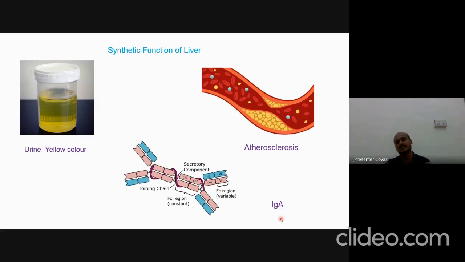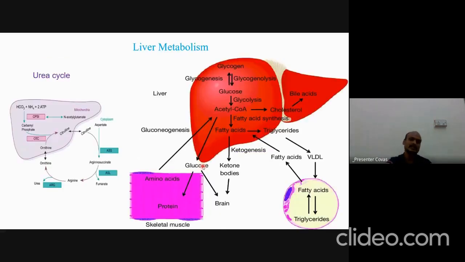Next, we have secretory antibodies. These secretory antibodies are exclusively synthesized inside the hepatocyte. So this is very essential for mucosal immunity. So whenever we say liver metabolites, we already discussed glycogen. Glycogen synthesis is there, glycogenesis is there. Glycolysis can happen here. Cholesterol can be synthesized here. Fatty acid can get synthesized.